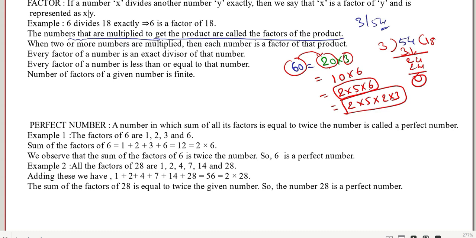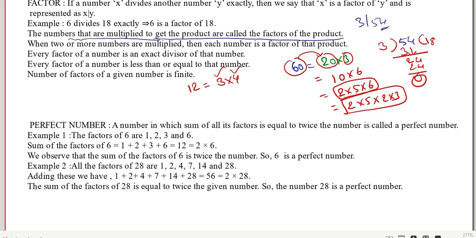That means, if I write any number as a product of two numbers, those numbers are called factors of that product. Let us take another example. Let us take 12. We can write 12 as a product of 3 into 4. So in this factorization, the numbers involved are 3 and 4. So 3 and 4 are called the factors of 12. This is the meaning of this statement.